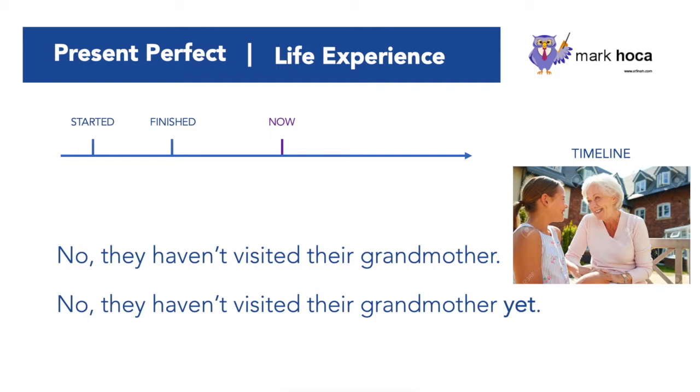What does adding this word yet do to the situation? So if I add the word yet, this tells me that they have a plan to visit their grandmother. In the first example, I don't know if they will visit their grandmother. Maybe they will, maybe they won't. But here, in the second example, I know for sure they will visit their grandmother.